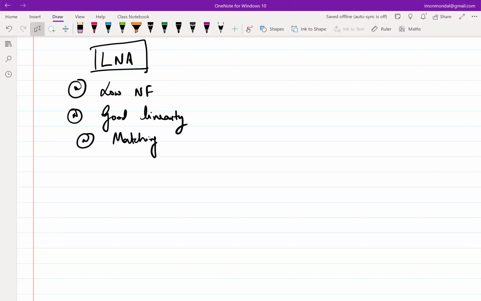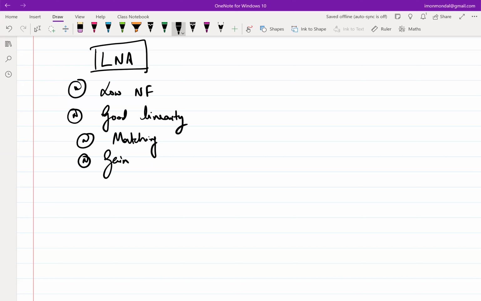Anything else? That's all. Obviously, another thing is gain, right? You would want gain. It's an amplifier, right? So you cannot forget that, right? So you want gain. Fine. So now let's tick off one by one.